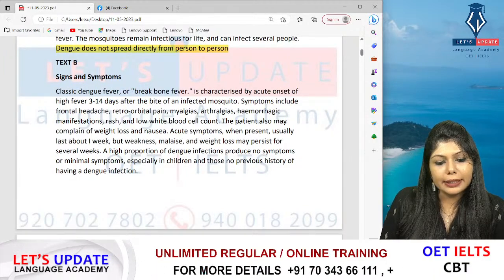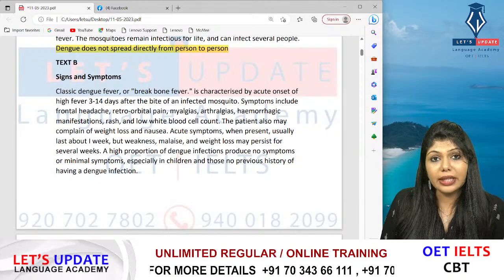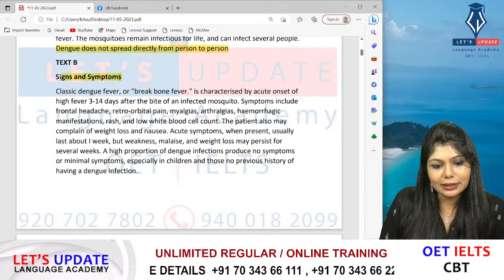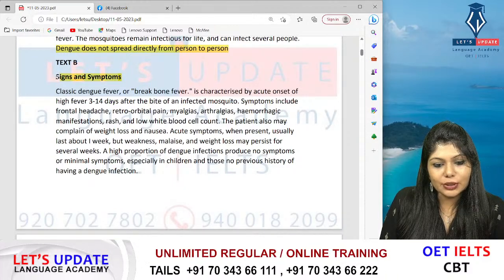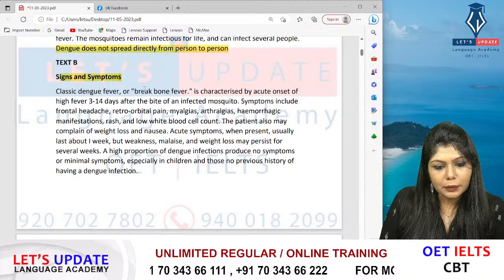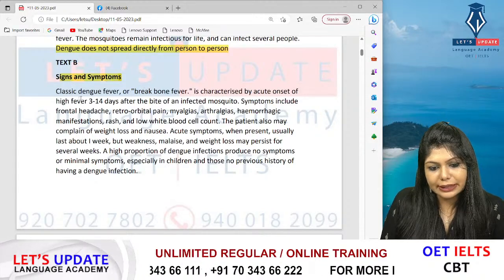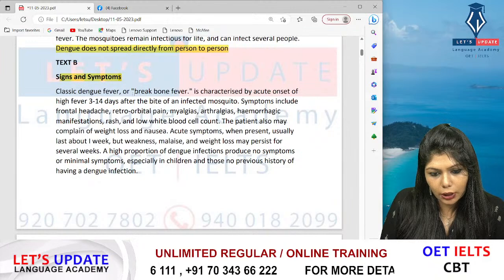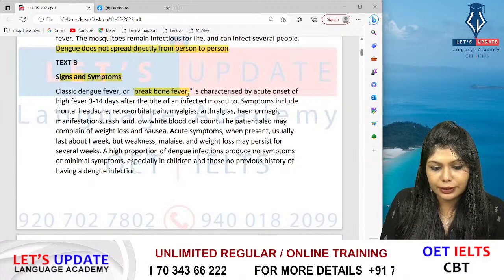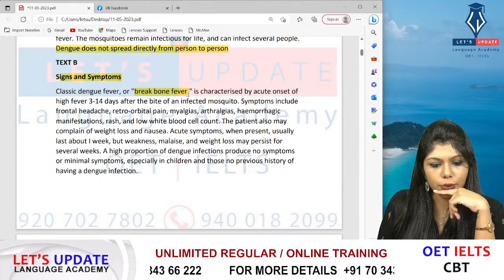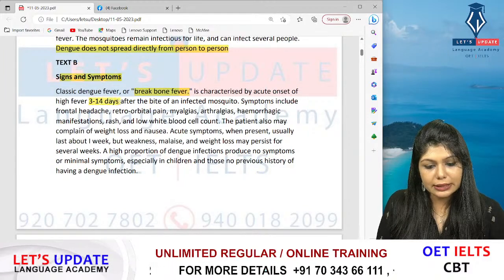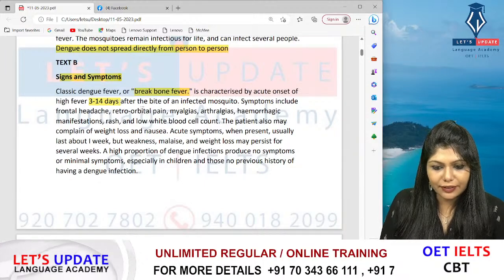Okay, and then moving on to text B, you can see the heading is signs and symptoms. Okay, they are just helping you with this, so you have an idea what the information will be in text B. So just look at this: classic dengue fever or break bone fever. So you have another name also for dengue fever, and this is characterized by acute onset of high fever 3 to 14 days after the bite of an infected mosquito. So the onset is after 3 to 14 days after the bite of an infected mosquito.